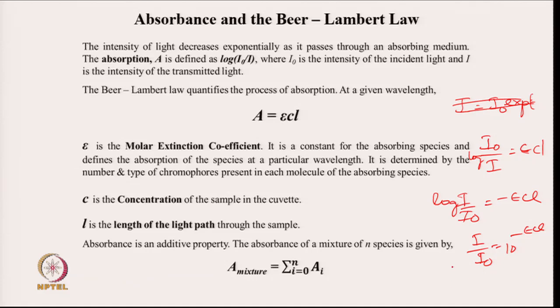So, you can see that I decreases exponentially. This is your Beer-Lambert's law. What is that? A is equal to epsilon CL. This epsilon, which is a constant, is known as the molar extinction coefficient. It is constant for the absorbing species at a particular wavelength, and basically it defines absorption of a species at a particular wavelength. It is a constant for a given species at a particular wavelength.